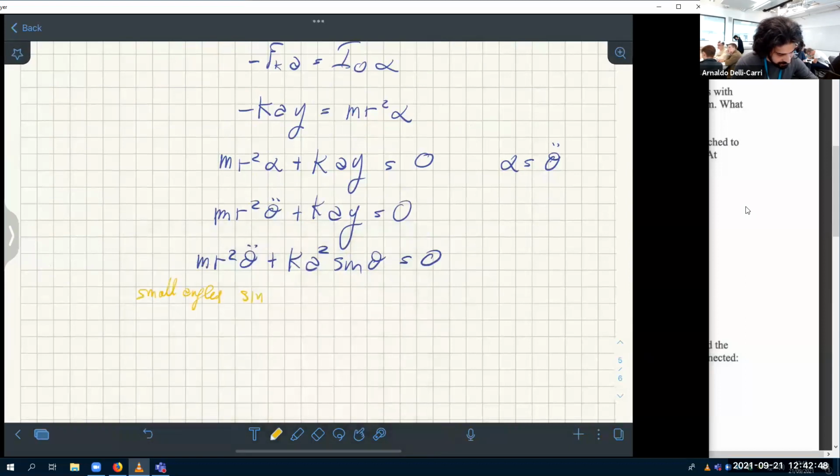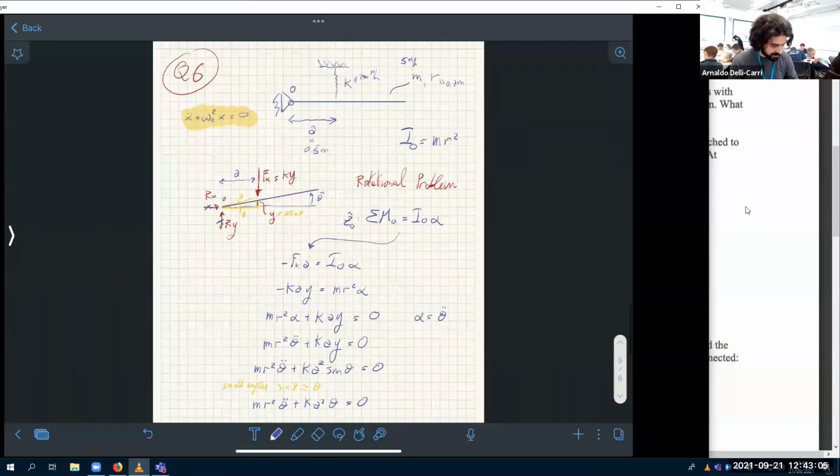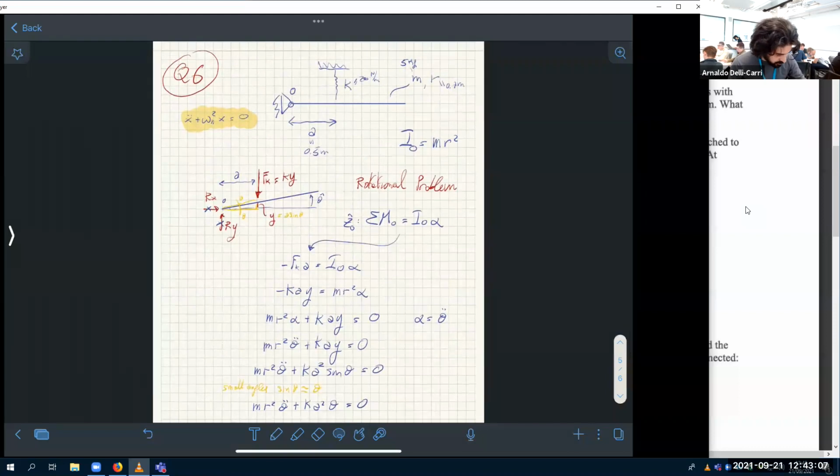Means sine theta is almost equal to theta. And so now we have the equation that looks like m r squared theta double dot plus k a squared theta equals 0. And there you go. Now it looks exactly like this. Well, not yet, not precisely like this, but almost.